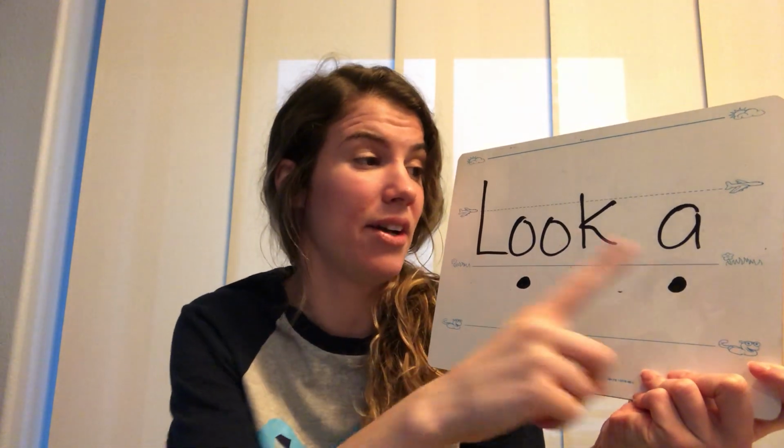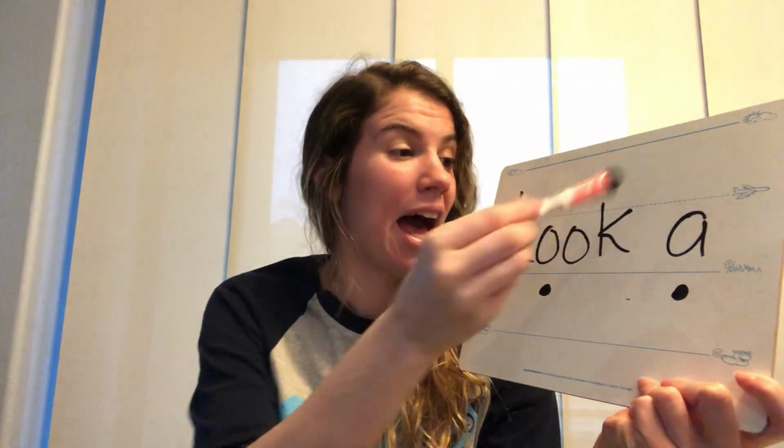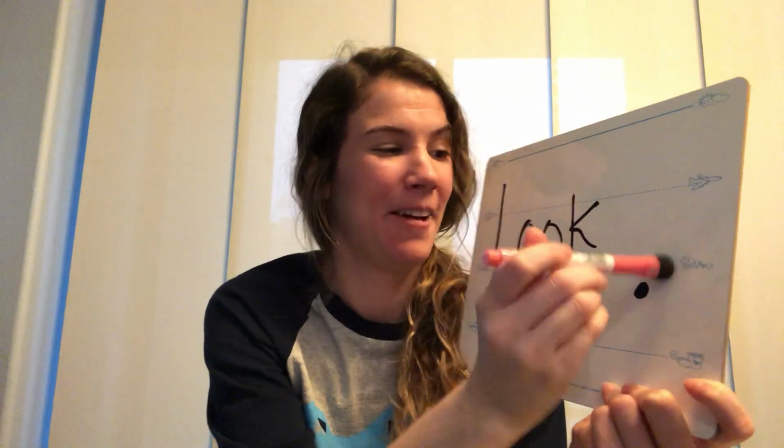All right, scholars, now we're going to look at the difference between letters and words. We're going to look at these two words together. Look, a. How many words do we see? Great job. We see one, two words. Now we're just going to look at the word look.